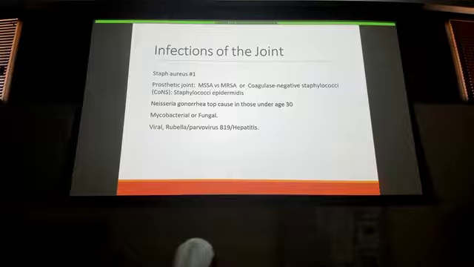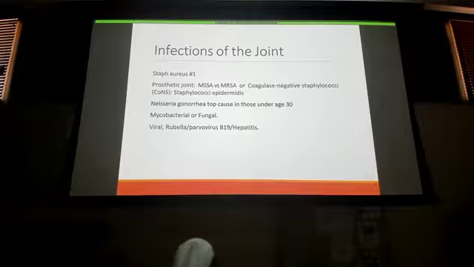Staph aureus is the number one cause. Staph is everywhere. It just gets into the joint where it's not supposed to be, and then it happens. If you have a prosthetic joint, methicillin susceptible or resistant Staph aureus or coag-negative staph, and Staph epidermidis is also at play. Neisseria gonorrhea is a top cause in those under 30.